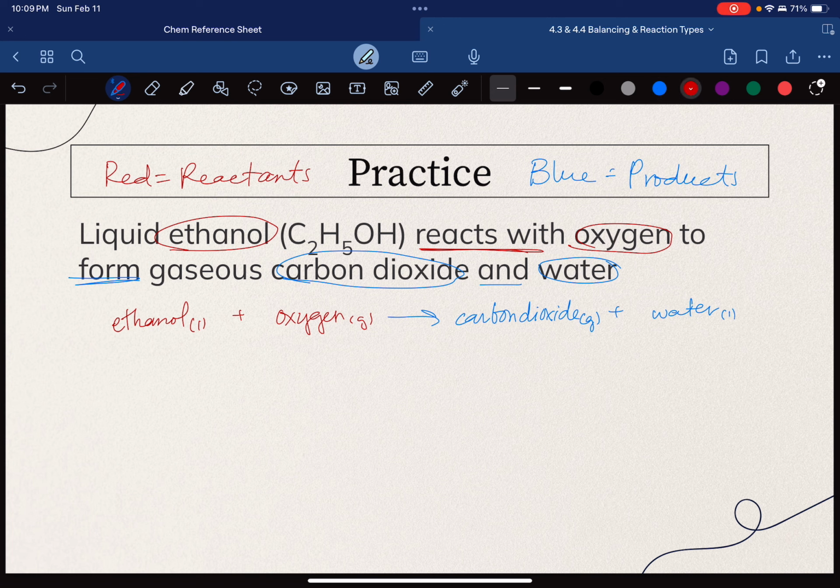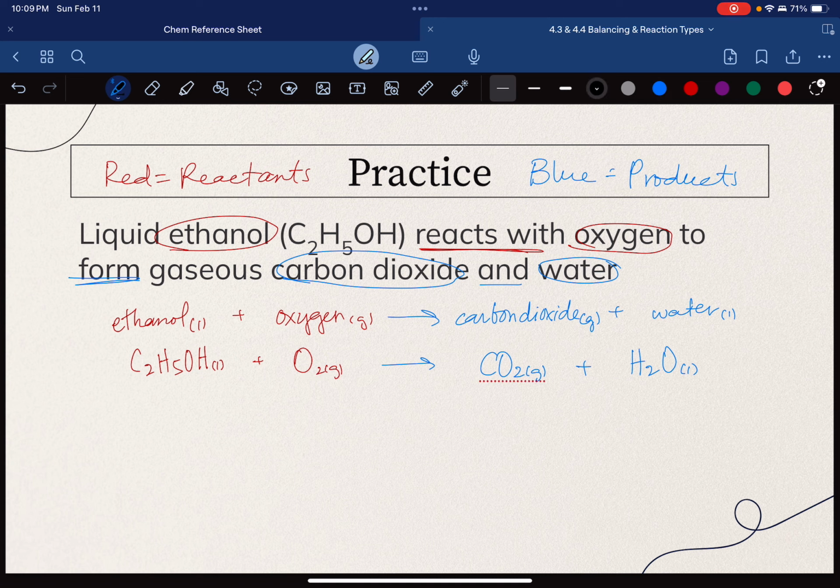Next steps, we have to write the formulas. Ethanol is given to you, C2H5OH, which is a liquid. Oxygen is diatomic, so it's O2. Carbon dioxide is CO2, a gas, plus water, which is H2O. So we've written our chemical equation, and now we actually have to balance it.